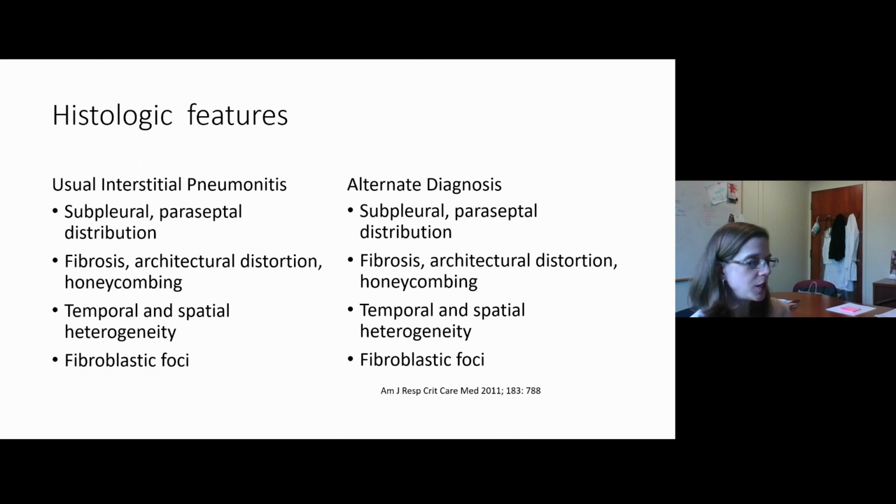And the histology mimics the imaging. So again, you'll find diseased lung in the subpleural areas. You'll find fibrosis and architectural distortion with honeycombing. And you will see temporal and spatial heterogeneity on pathology with some normal lung interspersed with very diseased lung. And you should see a predominance of fibroblastic foci. You can see fibroblastic foci in other disease processes, but they should not be the predominant feature in those processes.